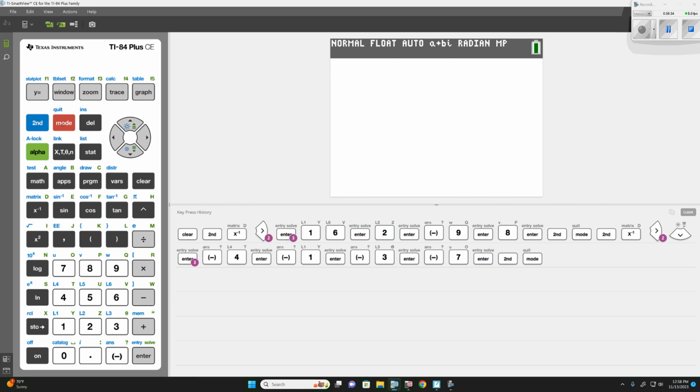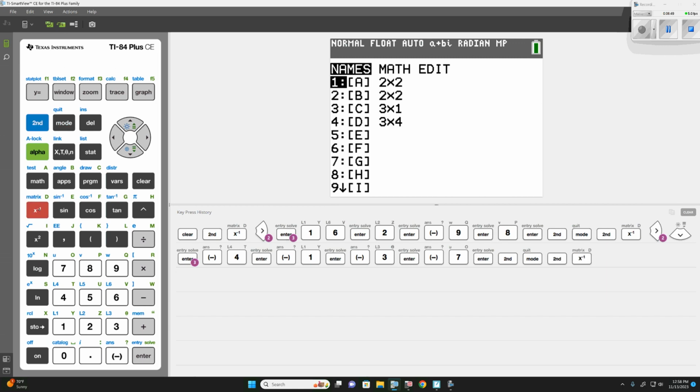Second matrix. Put in the second one. Second matrix. Edit. We go down to B. 28, 3, -21. Matrix. Edit. Go down to B. The second one. Do it again.